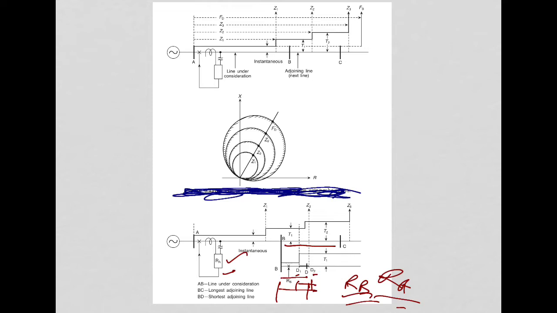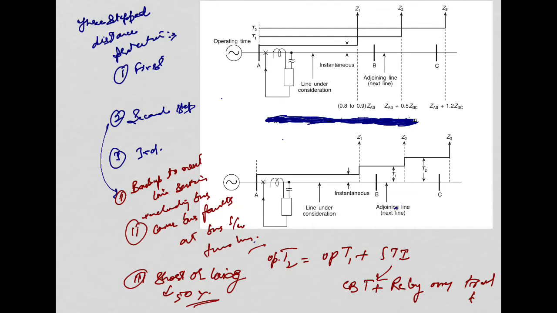Now, next is the third step. So what is the third step? What happens in the third step? The third step is provided with an intention to give the full backup protection to the adjoining line section as well. It is provided to give the full backup to the adjoining line section, and it covers the line section under consideration. That is, it covers 100% of the line section under consideration, 100% of the next line section, and reaches further into the system.